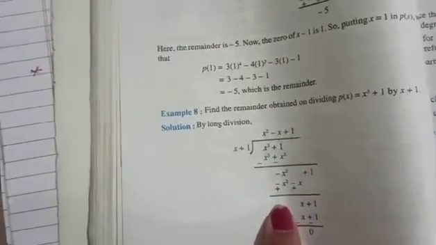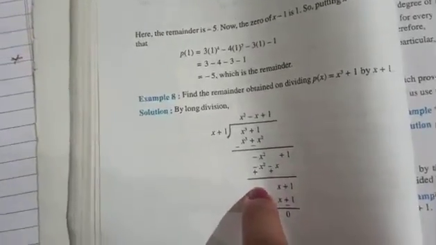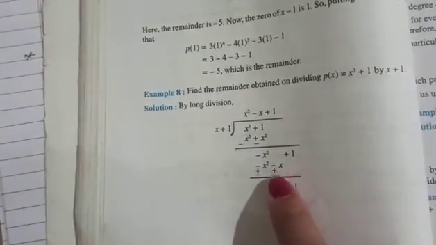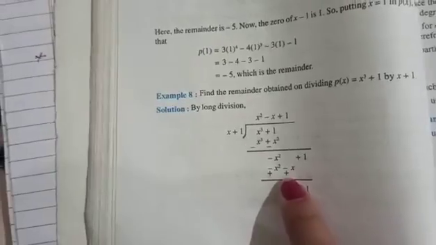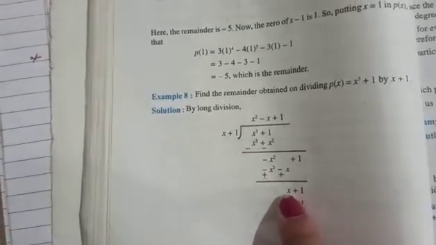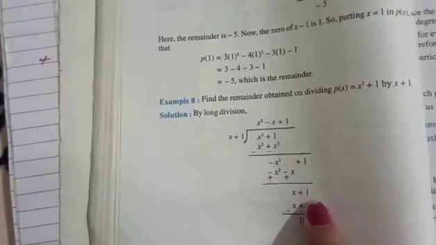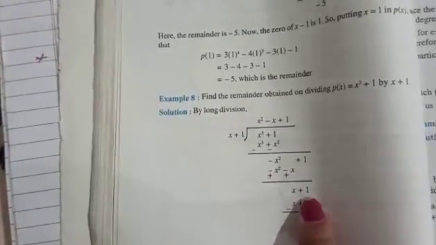Here is the 0, and here the remaining is also 0. Nothing is written, which means 0. Now minus x has been changed to plus x, so plus x you will write here as it is, and the remaining is the constant term, which is 1 plus 1.